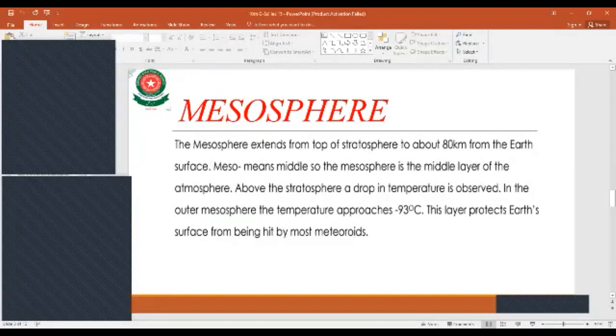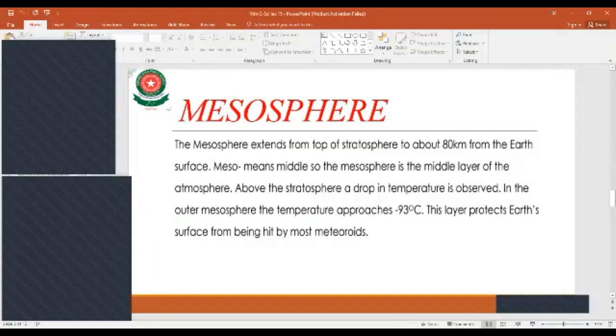Above the stratosphere, a drop in temperature is observed. In the outer mesosphere, the temperature approaches minus 93 degrees Celsius. Above the mesosphere, the temperature decreases up to minus 93 degrees Celsius. This layer protects Earth's surface from being hit by most meteorites. Another function of the mesosphere is to protect Earth's surface from being hit by most meteorites.